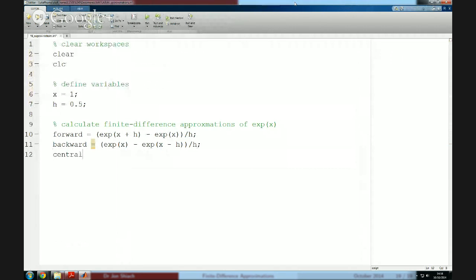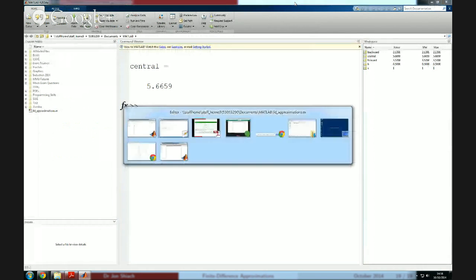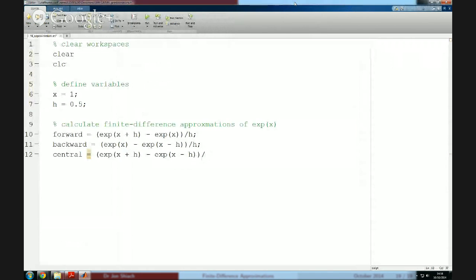Okay, so let's try a central difference. In this case, we take a step to the right and subtract the step to the left. Let's see what that gives us. Oh, forgot to divide this time by h squared, isn't it?